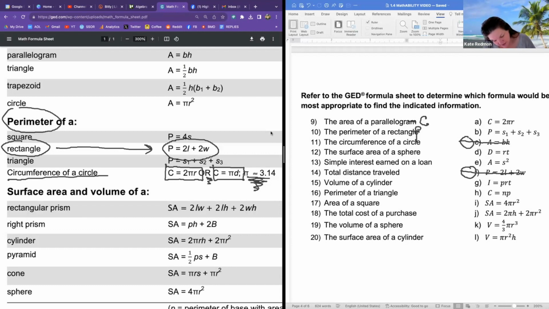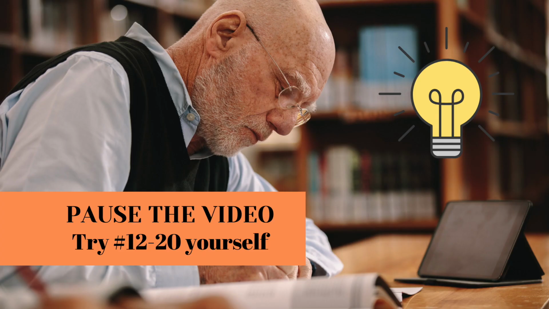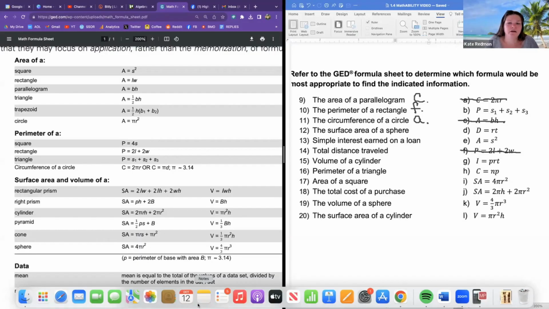So let's see. Do I have any of those formulas here? Yep, I have the first one. C is equal to 2 pi r right here. So 11 is A. All right, pause the video, go try the rest yourself. Don't forget that if it's not about a shape, you need to get to the bottom half of the formula sheet. All right, let's start moving a little faster.